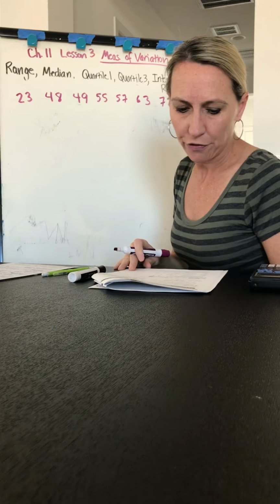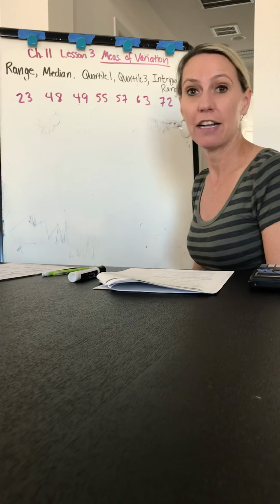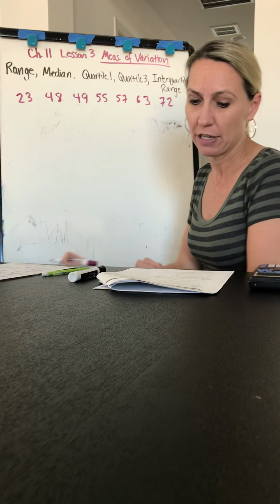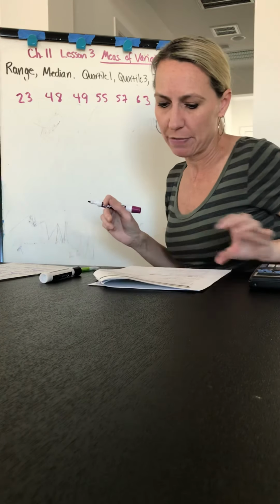Okay, so the first thing I'm going to do is go through all of these things, and I'm going to show you how to find the outlier. And finding the outlier is pretty difficult, so let's walk through this slowly. The first thing I'm going to do is just find the regular range, just to make sure you know how to do that.